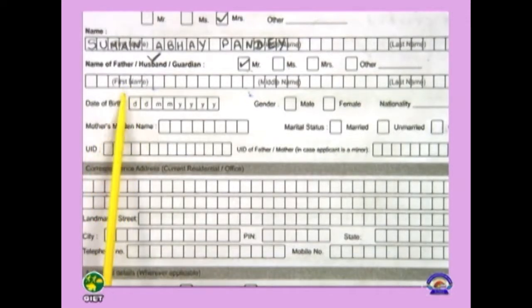Children, here I will write my husband's name, his middle name and surname. You also fill the details of your father's name. I am writing, you also start. Children, if you don't know the spelling, you can ask your teacher sitting with you.